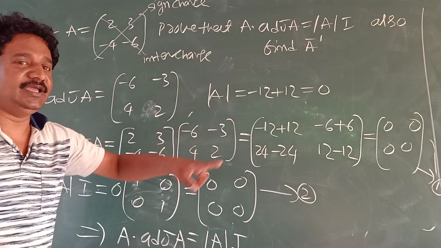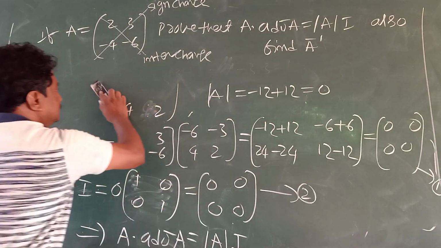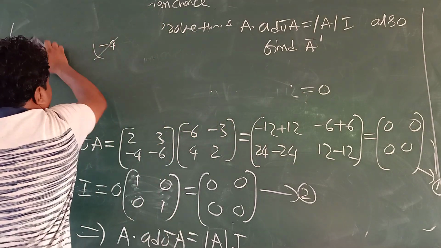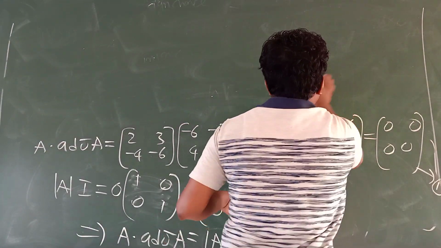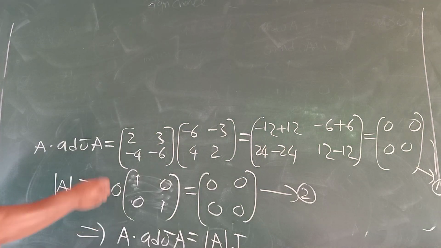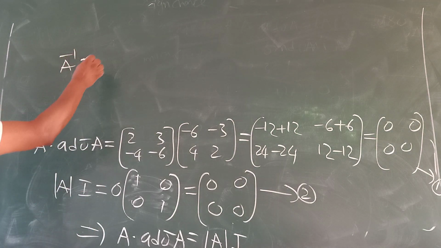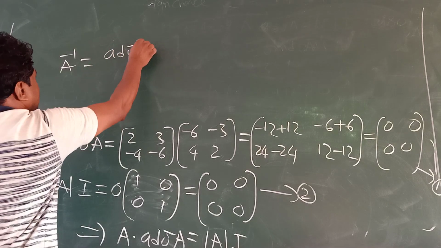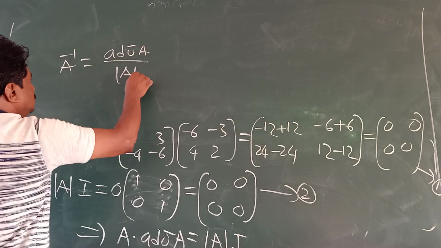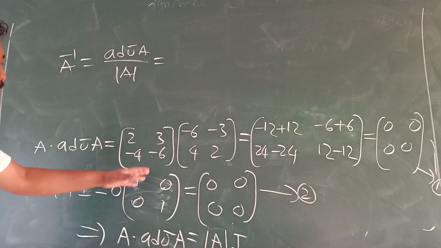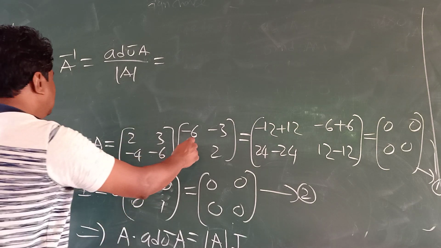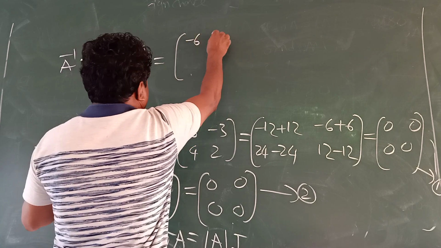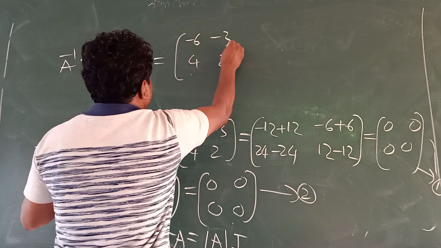Let us go for finding A inverse. Tell me the formula. What is the formula for A inverse? Adjoint A by det A. So, how much is adjoint A? Here is adjoint A: minus 6, minus 3, 4, 2.